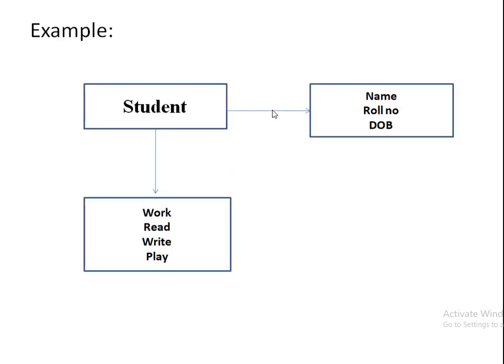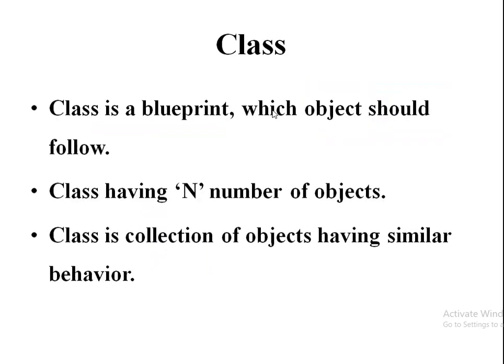Here are the examples for the class. Here the student is an object. The student can have properties like name, roll number, date of birth, and the student can also perform tasks like work, read, write and play. Students have some properties and also tasks to be performed. This is called an object.